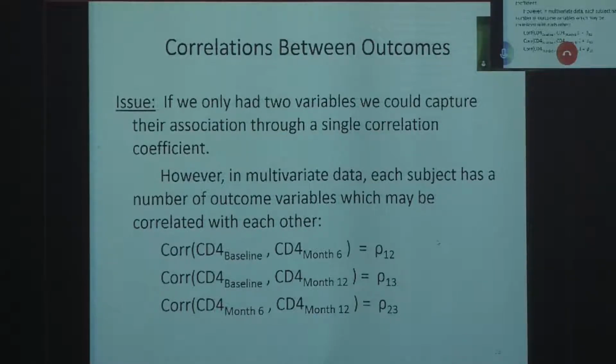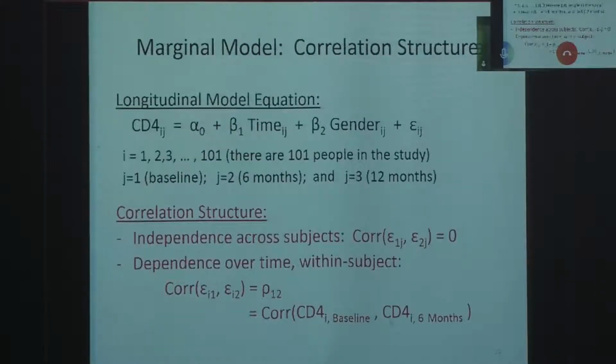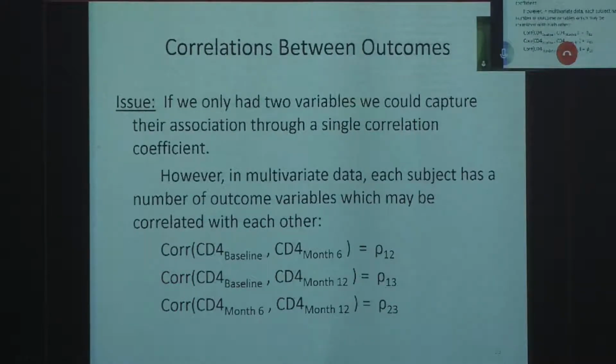So again, it just comes down to using the right piece of software that allows for correlation over time, but still treats people as independent. So as long as you inform your software about the structure of the correlation, the software will estimate how much correlation there is.